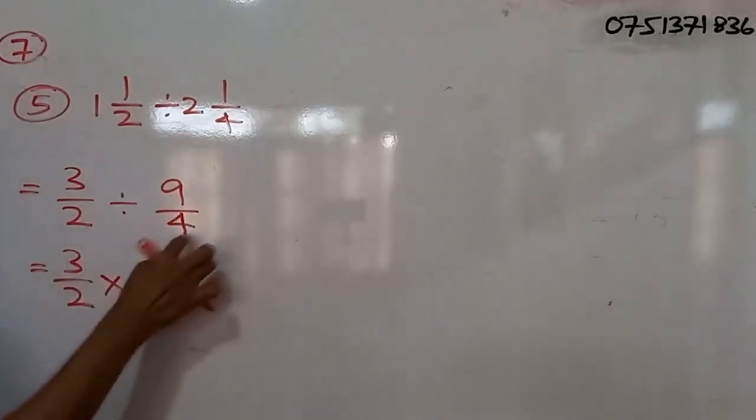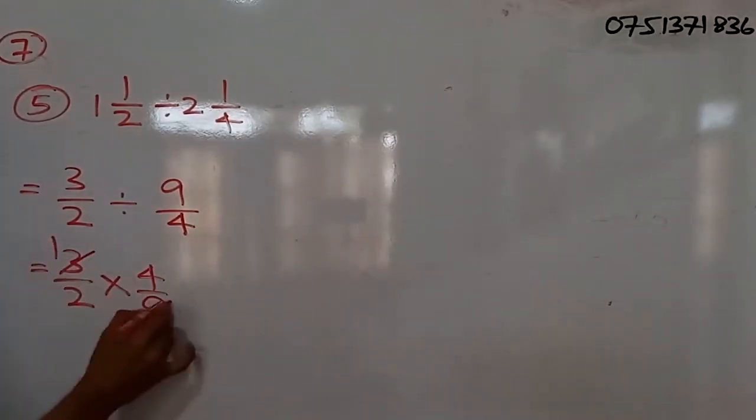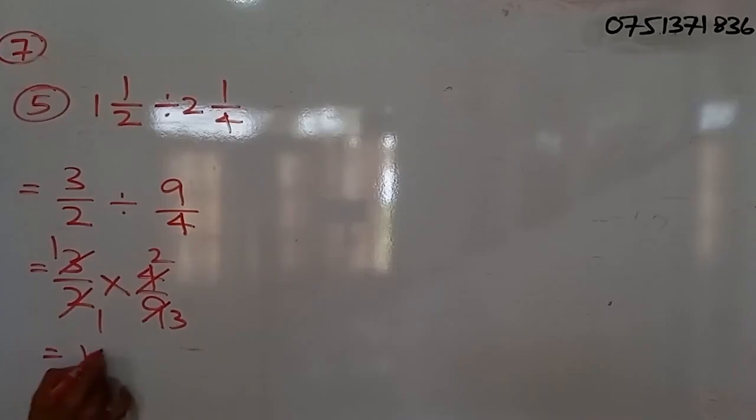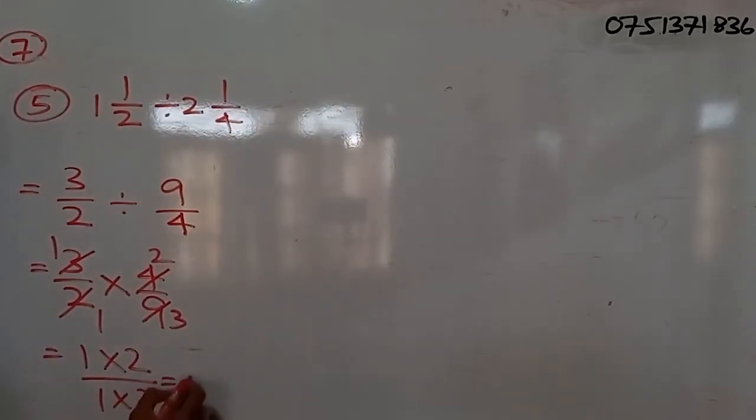The reciprocal of this fraction. So 3 times 1 and 3 times 3. 2 times 1 and 2 times 2. So 1 into 2 divide by 1 into 3. So we get what? 2 by 3. So that will be the answer.